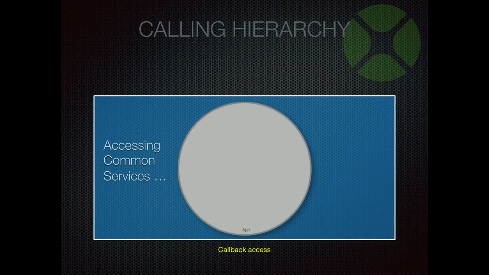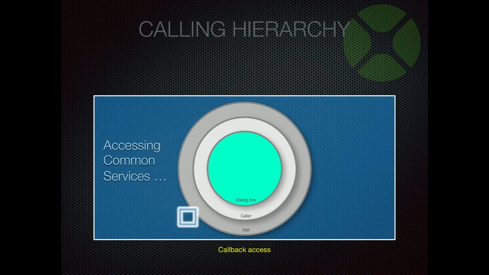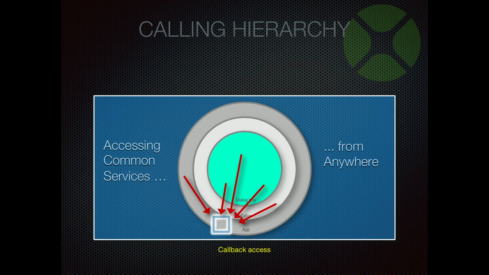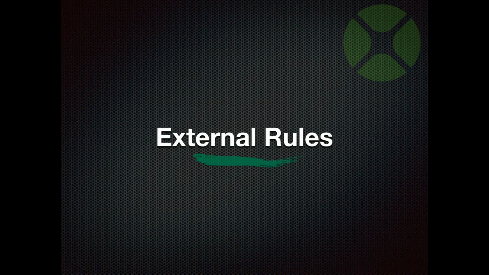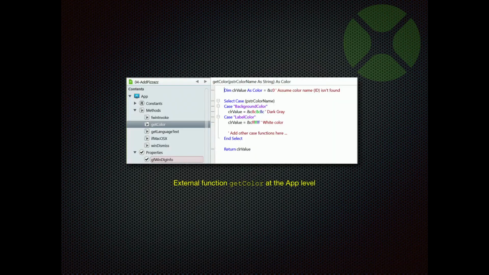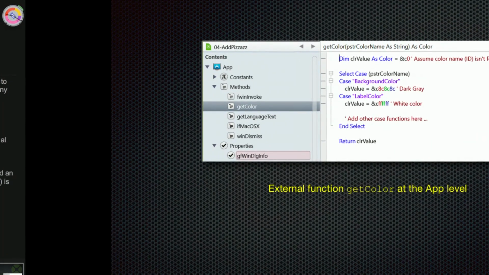Also, there are some rules of engagement for what needs to occur externally by the caller and then internally. It would be nice for all of your dialog boxes to be able to access the same set of common services that we are going to provide up in the app from anywhere. For example, if you have a color setting for your dialog box, you don't want to do that code in every dialog box's logic, right? You'd like it simple.